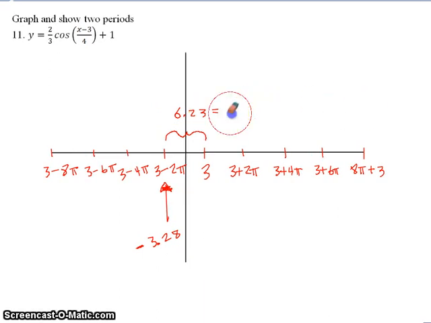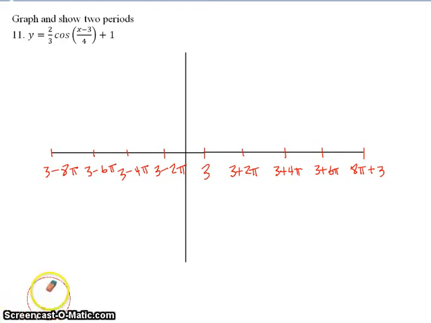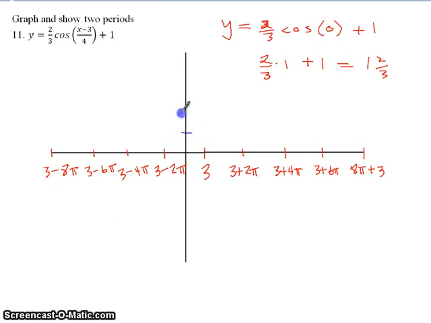Okay, so let's go ahead and start plugging in some values here. I'm going to start off with plugging in the 3. When I plug in 3, I end up with a 0. And so the cosine of 0 is equal to 1. 2/3 times 1 plus 1 is going to give us 1 2/3. So I'm going to go 1 2/3, about right there. I know the start and the end of a period are the same thing. So I'm going to go all the way to the end here and put a point right at 1 2/3. Let's go ahead and plug in some other values.